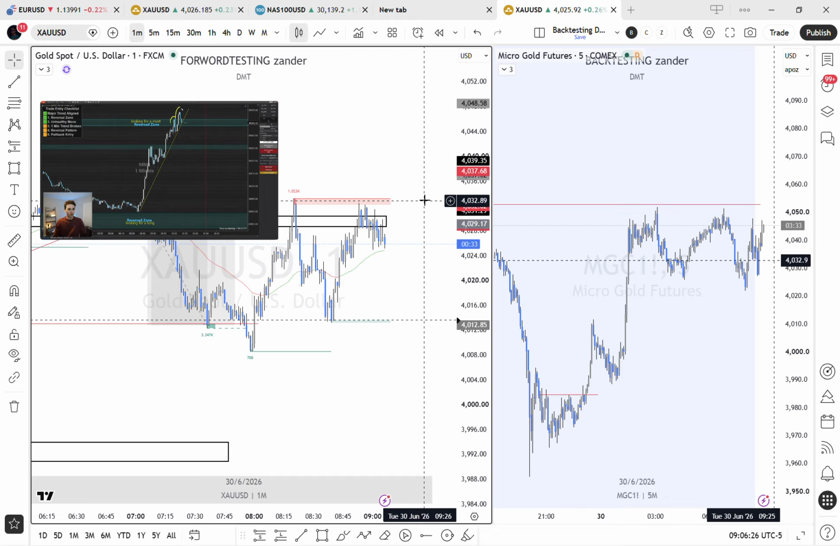I think if this sets up a head and shoulders, I definitely like that. Again, I think I'll just do half size. I won't look to get in more.